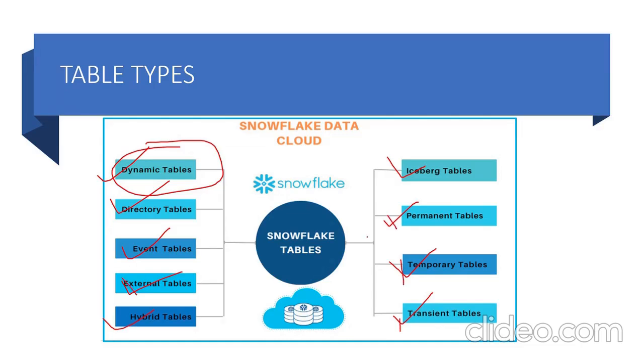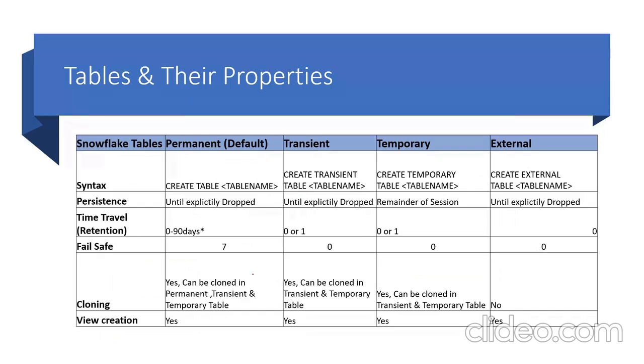We will understand when exactly we need to use each, what the features and differences are, and how much cost is associated with a permanent table, a temporary table, and a transient table. By the end of this video, you will have good clarity on it. As you can see in this slide, we have 4 types of tables, and I have listed some of the properties here.